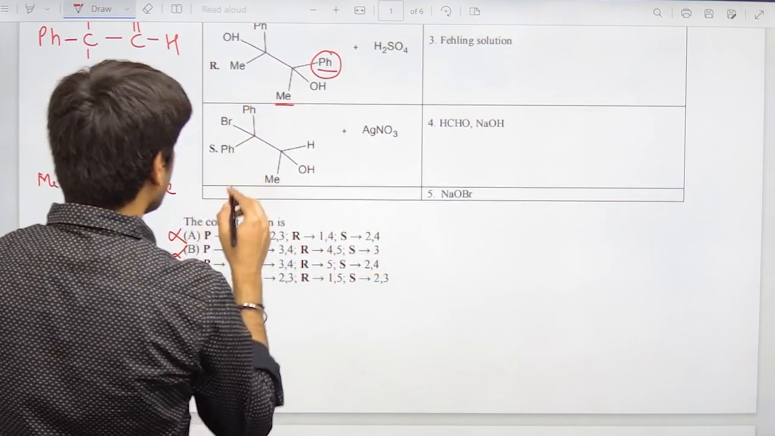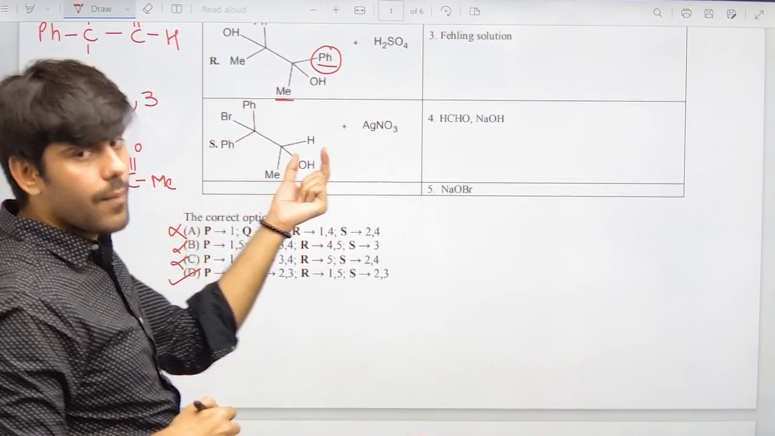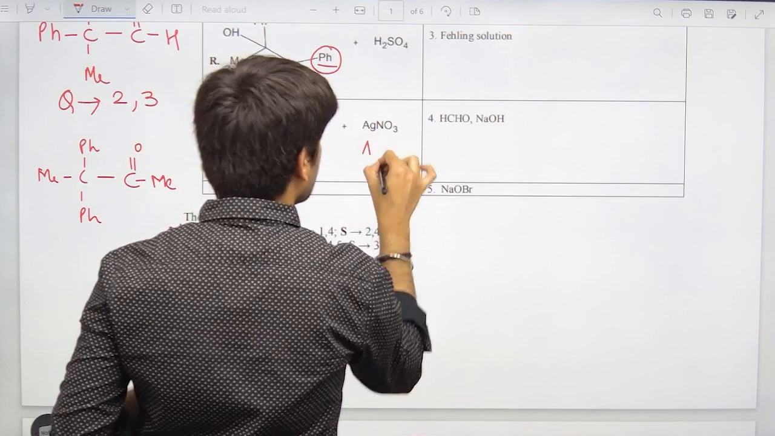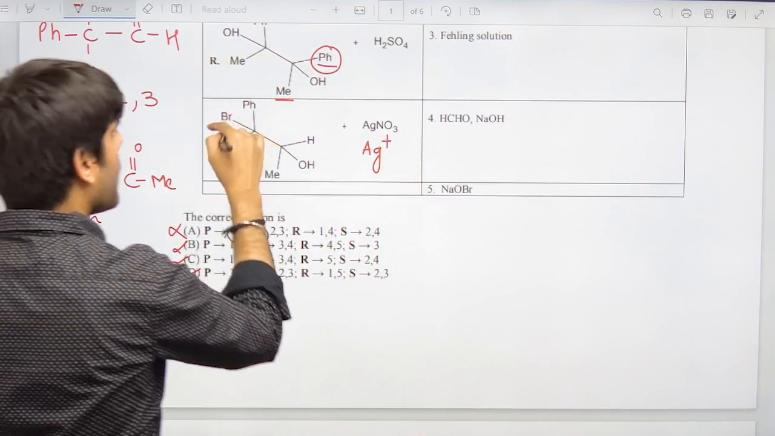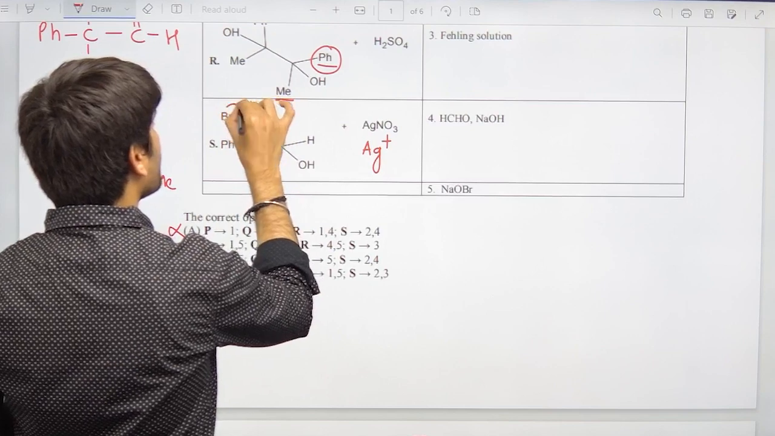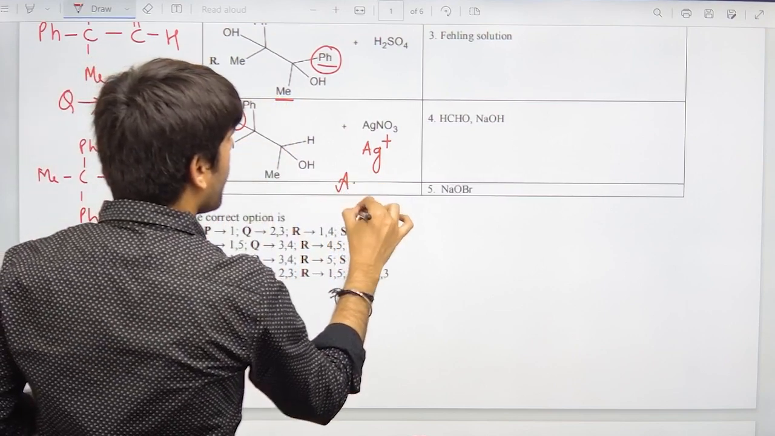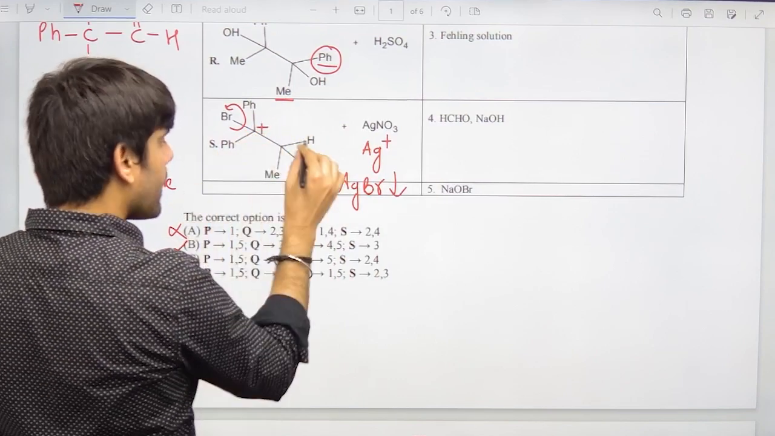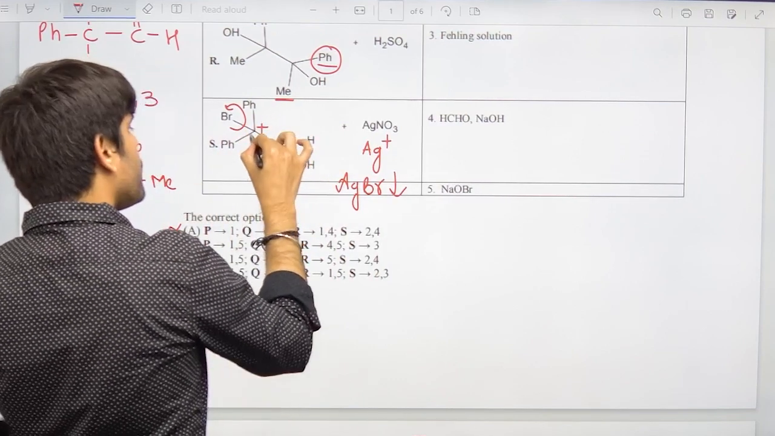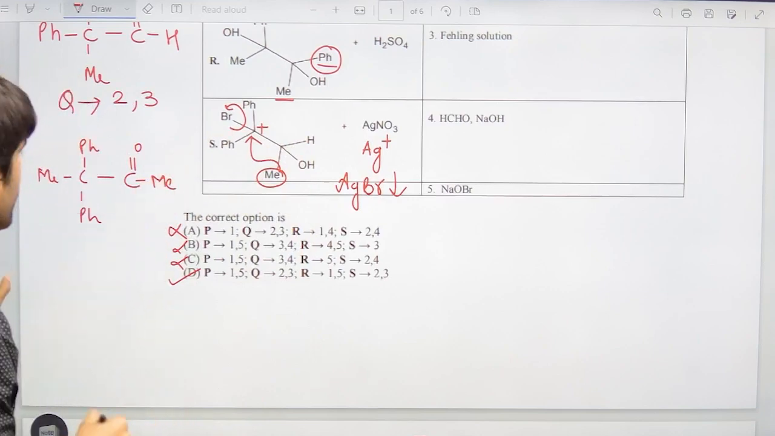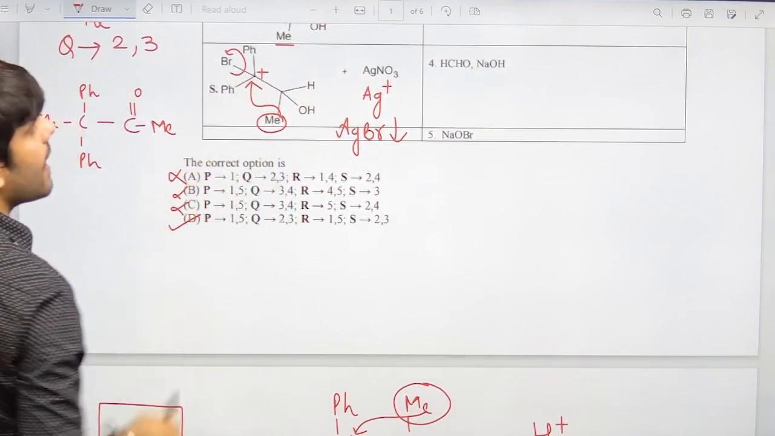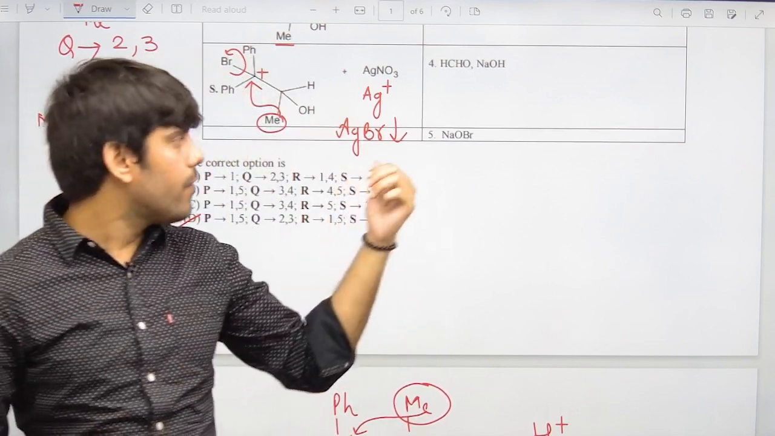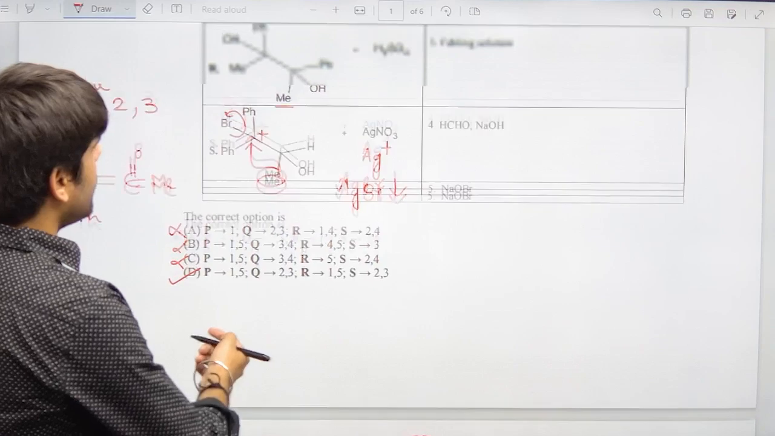And in the last one, if you see carefully, this is also an example of the semi-pinacol-pinacolone rearrangement where I have Ag plus. Now this Ag plus is for this Br minus. So this will leave in the form of Br minus and it will form a pale yellow precipitate of AgBr, and I get a positive over here. Again the same thing, this methyl will shift to this carbon, and what you will get is again an aldehyde. So again an aldehyde means that it will reduce Tollens reagent and Fehling solution. So basically this D is your right answer.